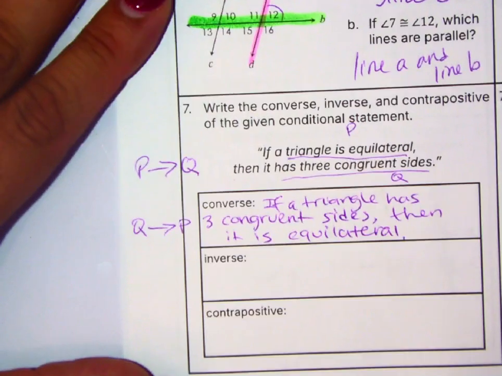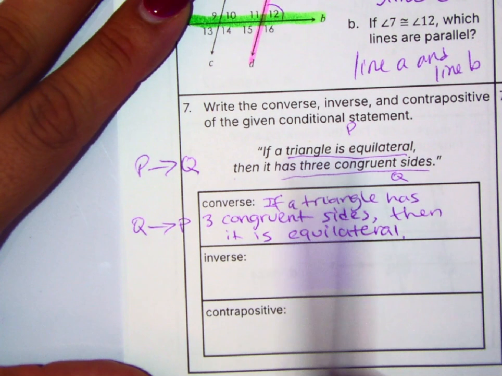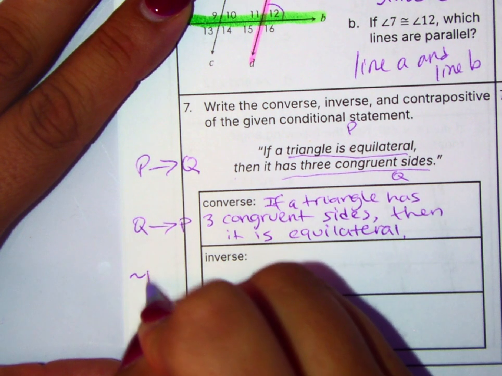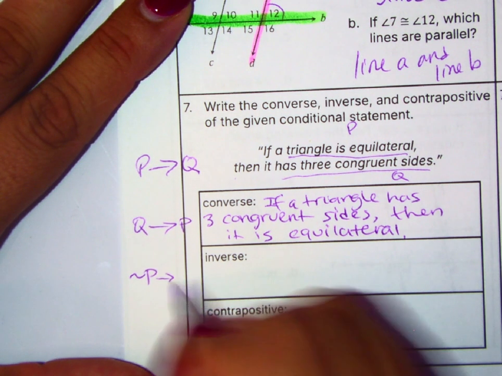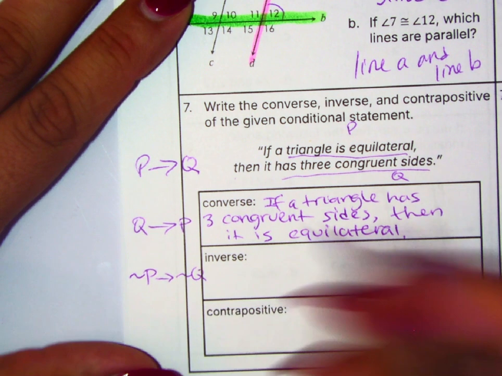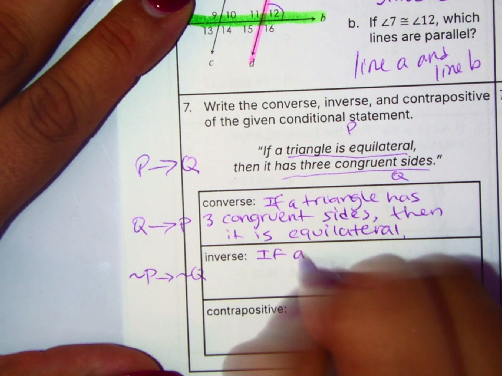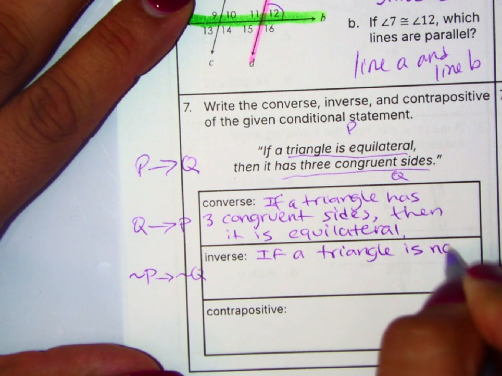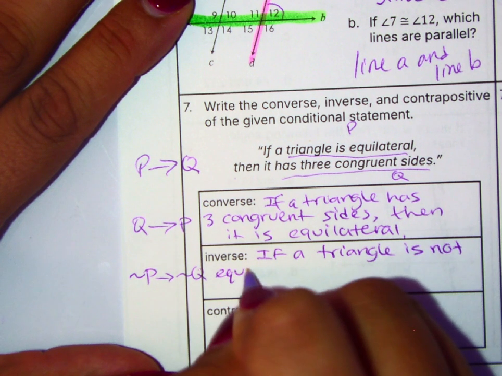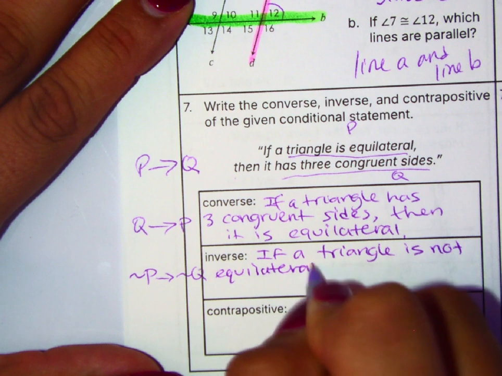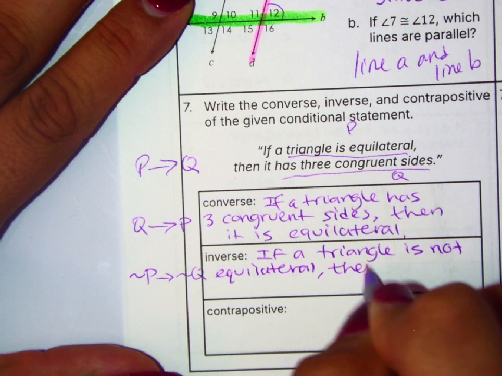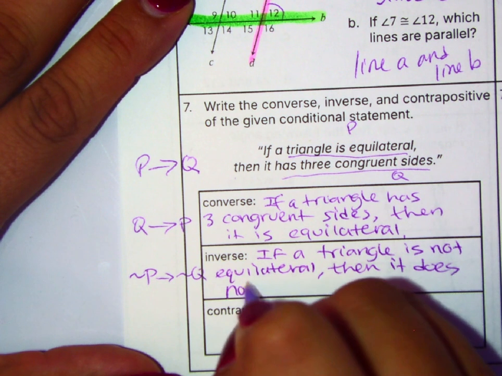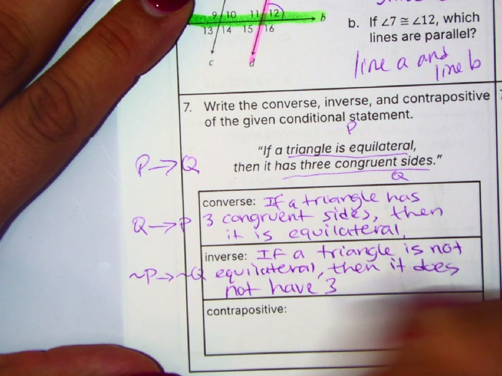All right, for inverse, it says to have the original statement, but just opposite. So not P, or the opposite of P, leads to the opposite of Q. So if a triangle is not equilateral, then it does not have three congruent sides.